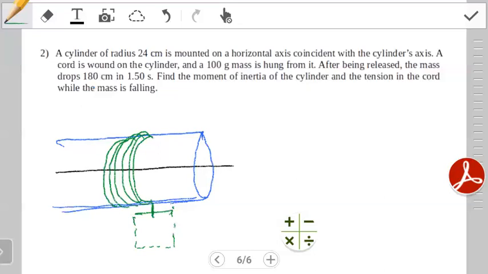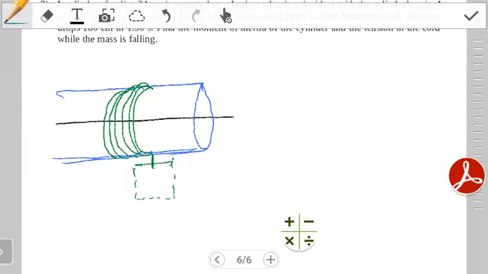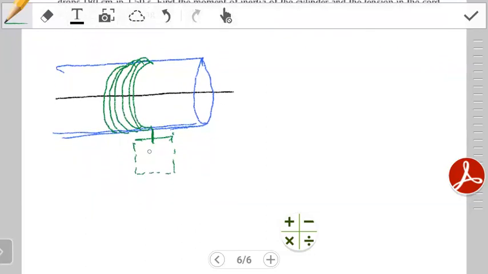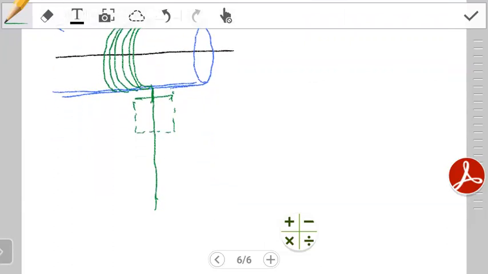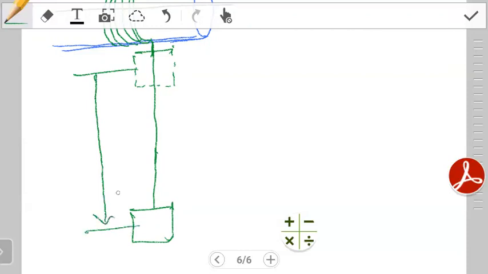Okay, now they're saying after being released, the mass drops 180 centimeters in 1.5 seconds. So this mass, after being released, drops all the way down a height of 180 centimeters. So basically we're saying the drop, or the displacement, is 1.8 meters.